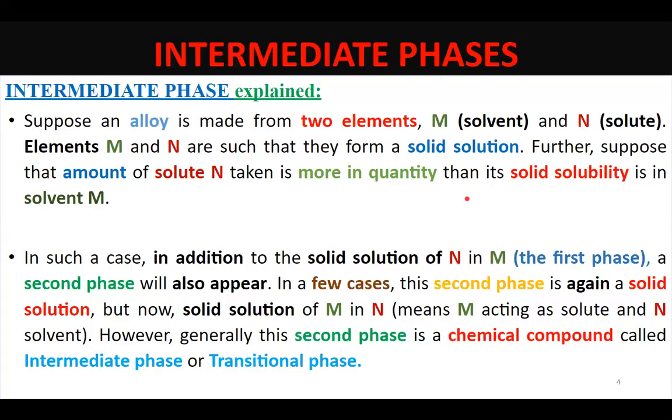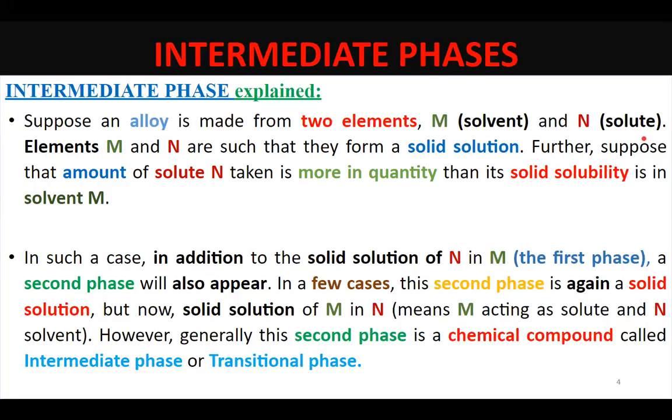And this second phase, in very, very few cases, would again be a solid solution, with the difference that now N would be the solvent, it would be in more amount, and M would be the solute. So you will have two solid solutions, a solid solution where M is the solvent and another solid solution which has precipitated out in which N is the solvent. But as I said, this second phase that is precipitating out only in very, very rare cases would be a solid solution.